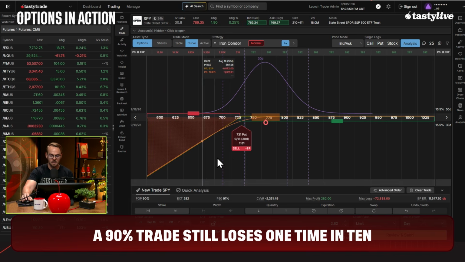This put here, the 731 put for the next 31 days, is a 90% pop right now. That means 10% of the time, I'm going to have a loser on my hands. So how big is that loser relative to my portfolio?